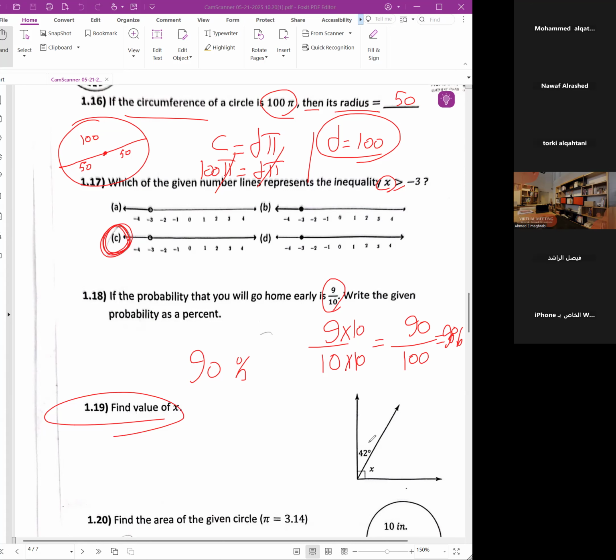Find the value of x. Is the sum 90 or 180, supplementary or complementary or what? Or vertical? Quick. Excellent, Qatari. The sum is 90. Excellent. The sum equals 90, so that means x plus 42 equals 90. Find the answer. Quick, everyone.